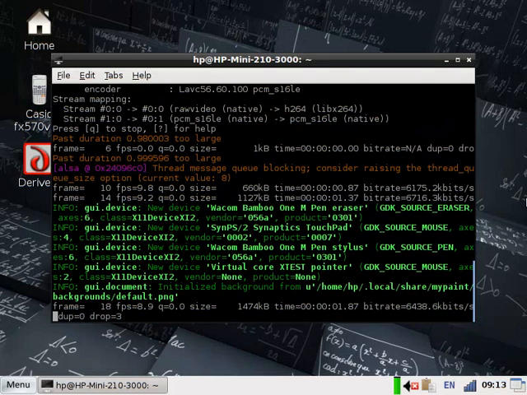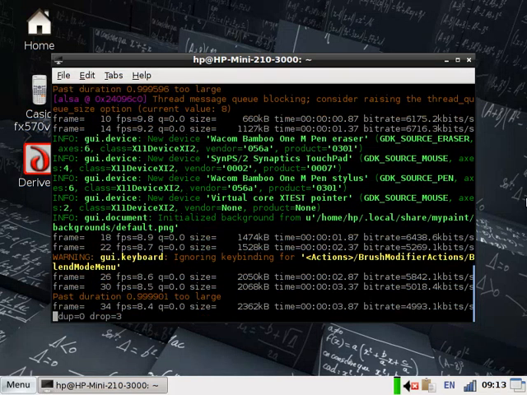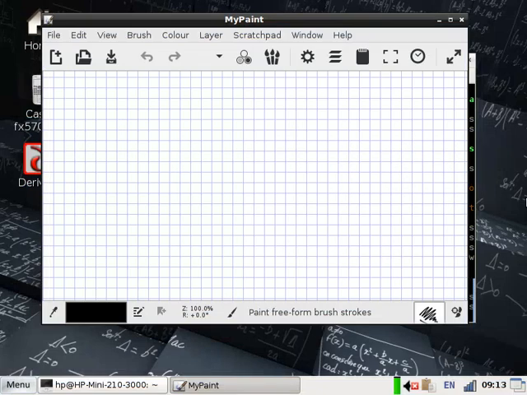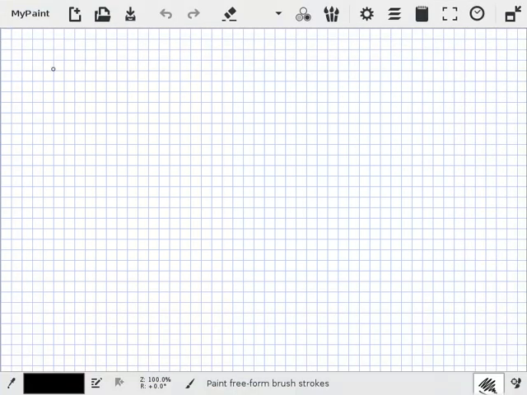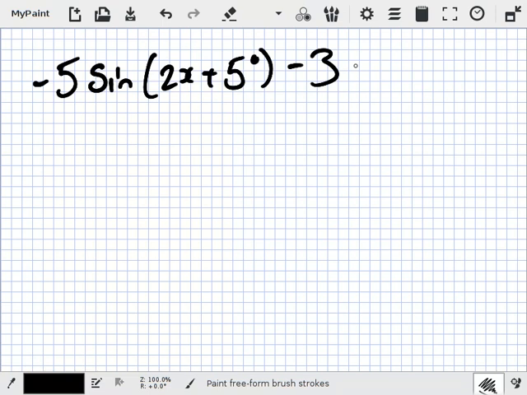I think this will be helpful when we do revision. Now on to what you said, page 62. So we have minus 5 sine 2x plus 5 degrees minus 3 equals 0.